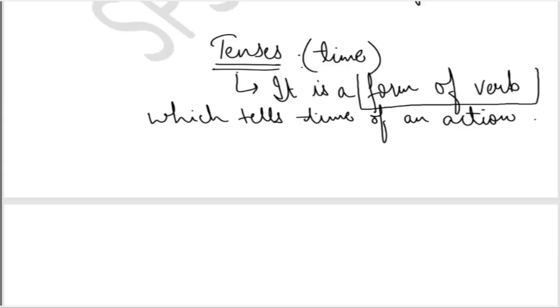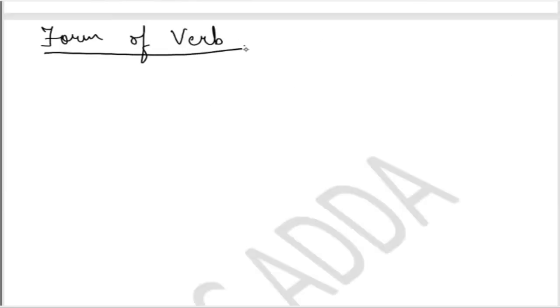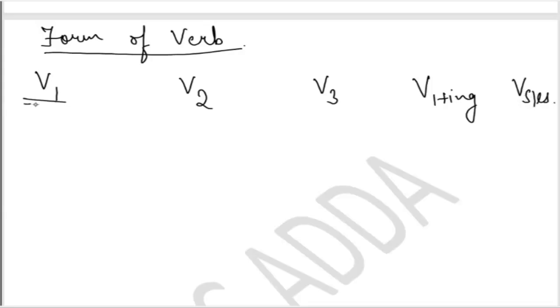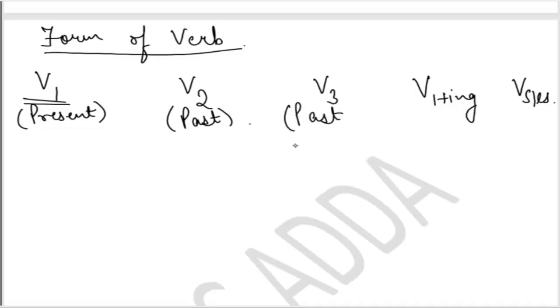Alright, I'll tell you what form of verb is. Form of verb is V1, V2, V3, V1 plus ing, verb S or es form. V1 is called the present form of verb. Can anyone tell me what V2 is? V2 is the past form of verb. What is V3? Past participle. Very good. V1 plus ing is continuous, and verb S or es form is used in present form.